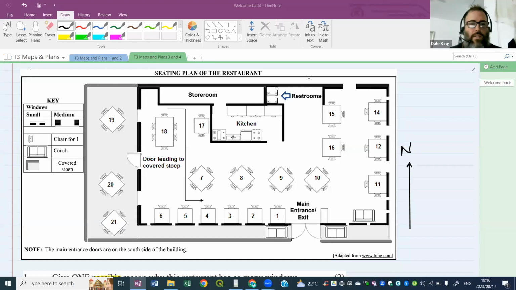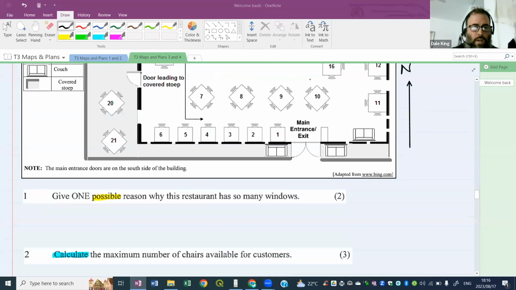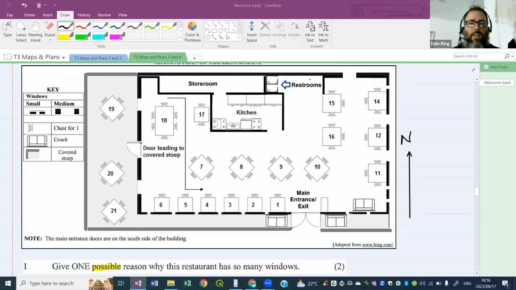If you give a good reason for it, you'll get the marks. I can see people pointing at their screen and counting the chairs. Yes, it's nice and easy. All right, so if you're saying 6, we've got an answer there. Let's read it one more time: calculate the maximum number of chairs available for customers. People are pointing at the screen counting chairs now.